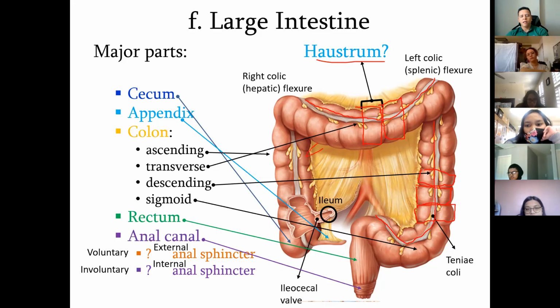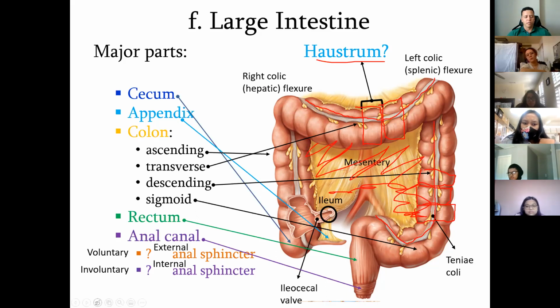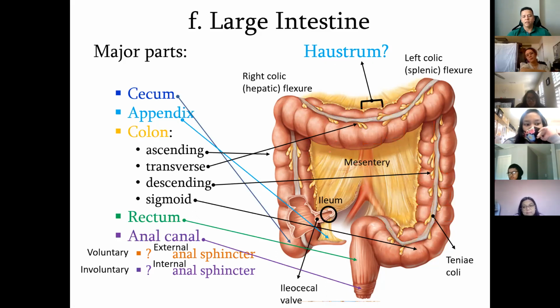And finally, here in yellow, we see a membrane that is holding the large intestine in place. And this membrane is what we call the mesentery. Again, the mesentery is the membrane that holds the large intestine to the back of the abdominopelvic region. Okay.